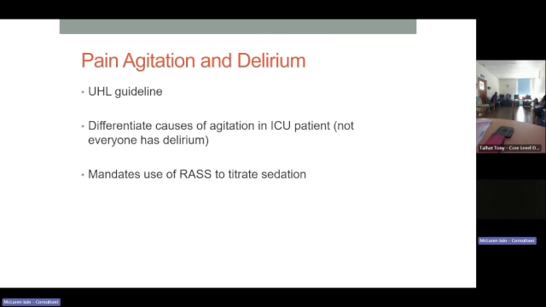Pain, agitation, and delirium, our own guideline, is very similar to other national guidelines, but basically we need to differentiate between agitation in the ICU patient and delirium. Not every agitated patient has delirium. Patients may be agitated because they are distressed in other ways. They might have pain. They might be anxious. And the other thing that the use of sedation guidelines mandates is the use of sedation scoring to titrate sedation to an appropriate level.